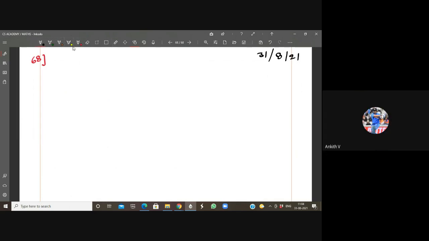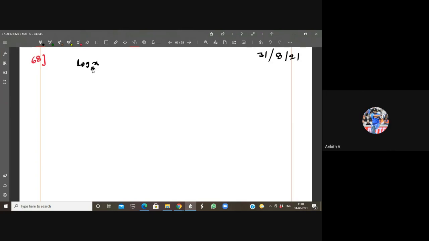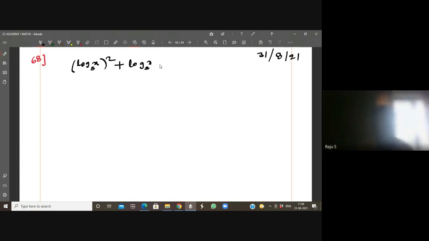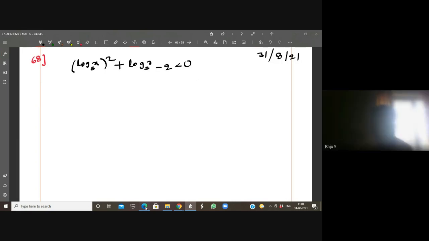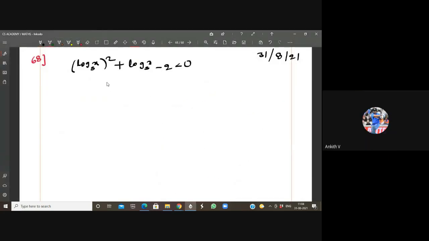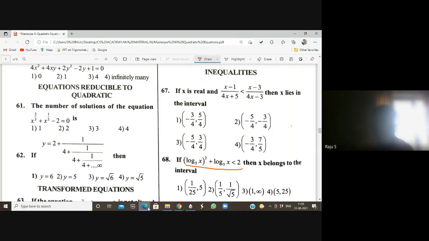There is (log x to the base 5) the whole square, plus log x to the base 5, less than 2. If I take 2 to the left side, it becomes minus 2, less than 0. This kind of question asks: x belongs to which interval? You can take log x base 5 equal to y. So you may take some values between these intervals randomly.